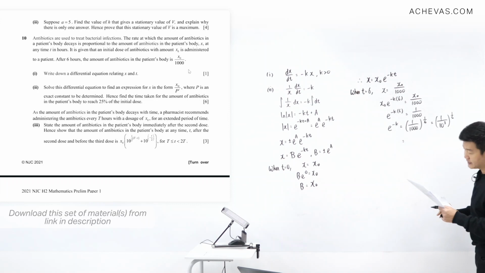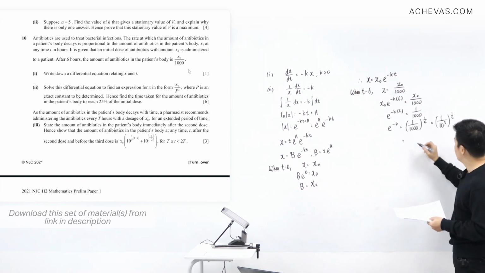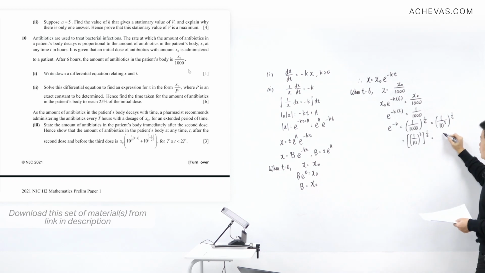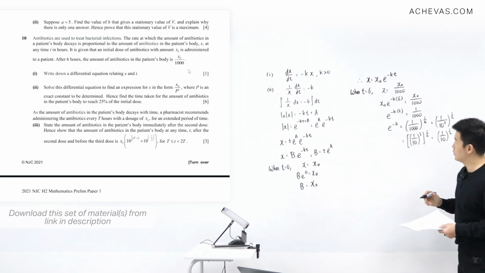This is going to be the same as if I were to just rewrite this again to be like 1 over 10 to the power of 3. Then the whole thing to the power of 1 over 6. So we will now have 1 over 10 to the power of 3 times 1 over 6, which is 1 over 2. So we actually have this as 1 over square root of 10. e to the power of minus k is 1 over square root of 10.